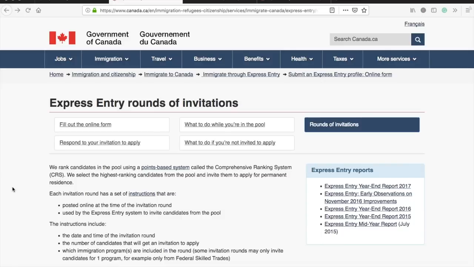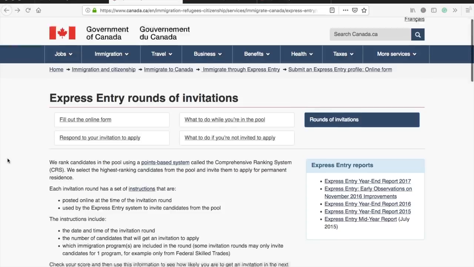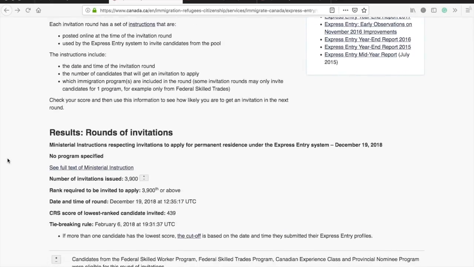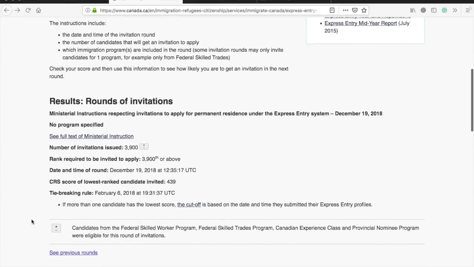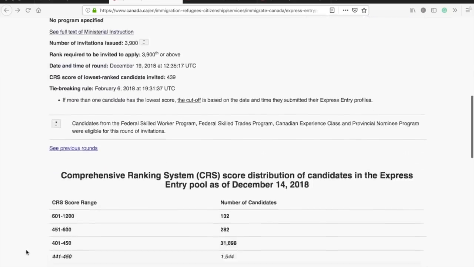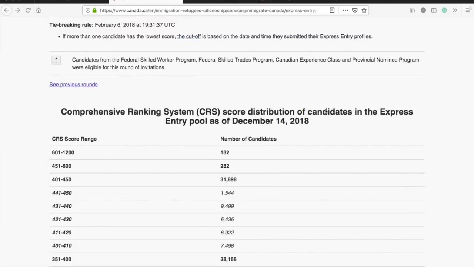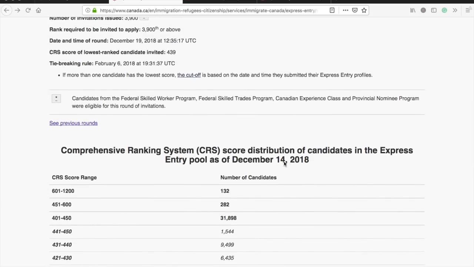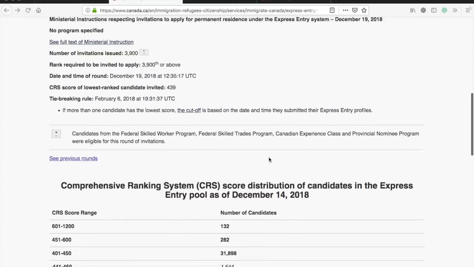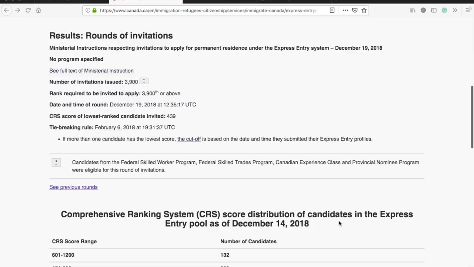Okay guys, so this is the official website of Government of Canada, www.canada.ca, and this is the official page where the results of the Express Entry draws actually get updated. For example, this is the last draw mentioned over here, which just happened on December 19th. The CRS cutoff score was 439. So every detail is mentioned over here. If you want to see the full text of the ministerial instruction, it's written over here in this link. If you scroll down, the CRS score distribution of candidates in the Express Entry pool is given as of December 14th. So generally, this is like 5 to 7 days before when the last draw actually happened. They do update this over here as well for more transparency.